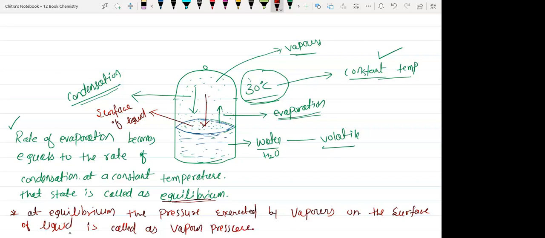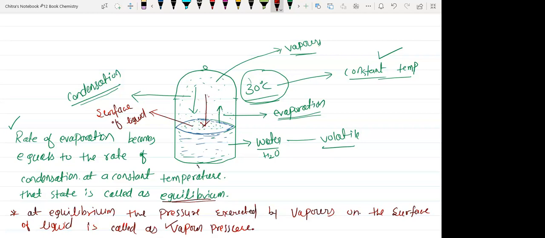Yes, sir. Okay. And we have already gone through the definition of boiling point. What is the definition of boiling point? When the vapor pressure of the liquid becomes equal to the atmospheric pressure at a particular temperature, that temperature is called the boiling point. Now I'm just discussing the normal condition.